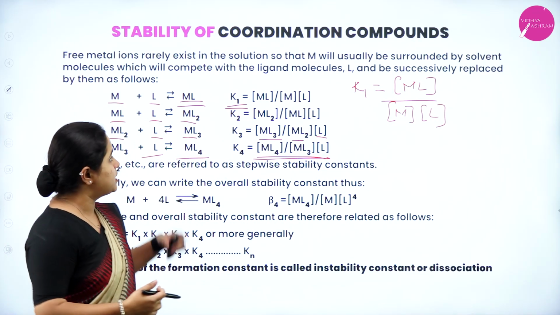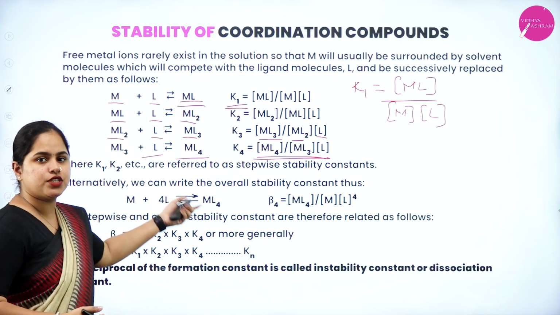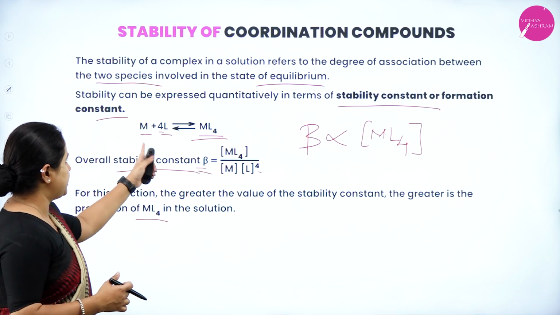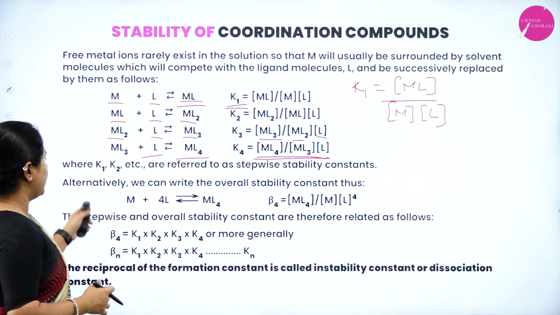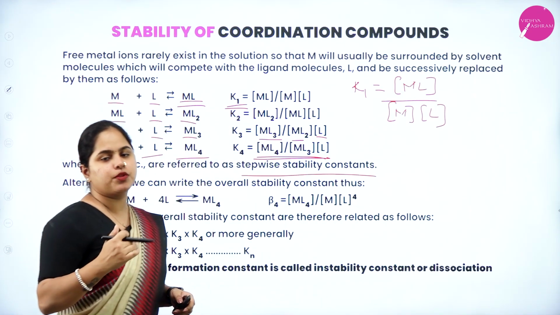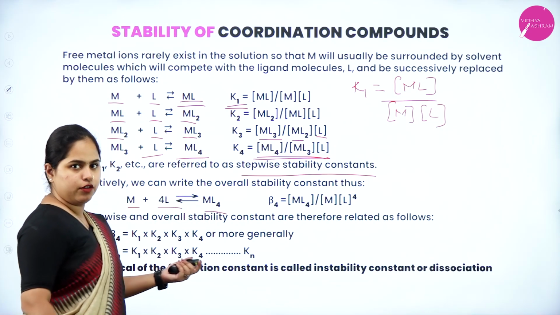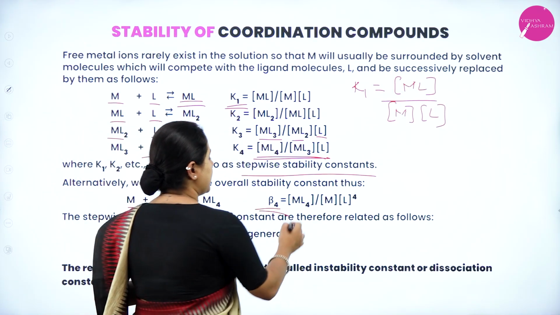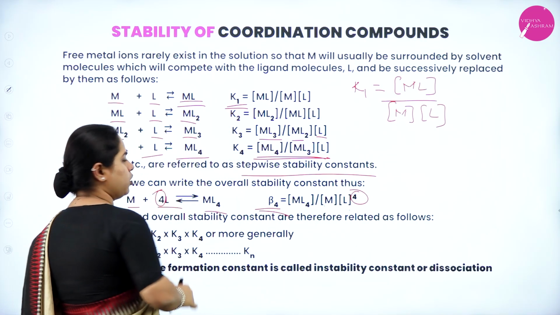This particular reaction we have seen here is actually happening in successive steps. The overall reaction is what is written here: metal plus 4 ligands gives you ML4. The successive steps are written here, where K1, K2, K3 and K4 are referred to as the stepwise stability constants. For each step the stability constant is mentioned. Alternatively, we can write it as M plus 4L gives ML4. The overall stability constant is written as ML4 divided by M into L raised to 4. This 4 stands for the stoichiometric coefficient here, right?